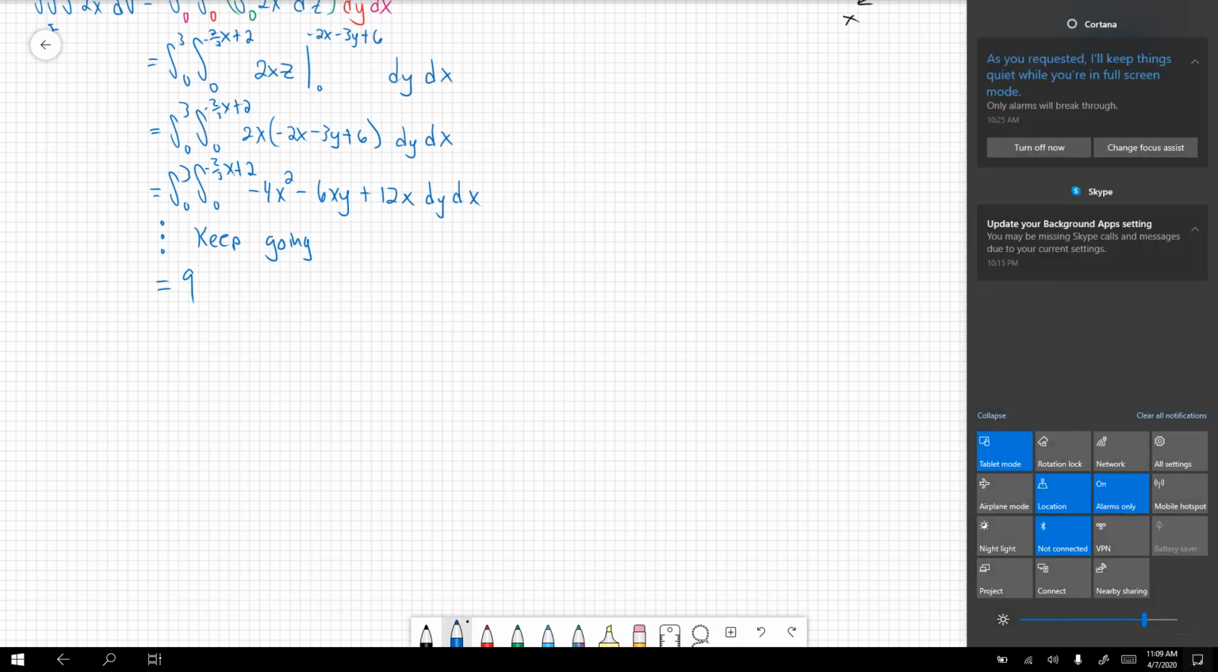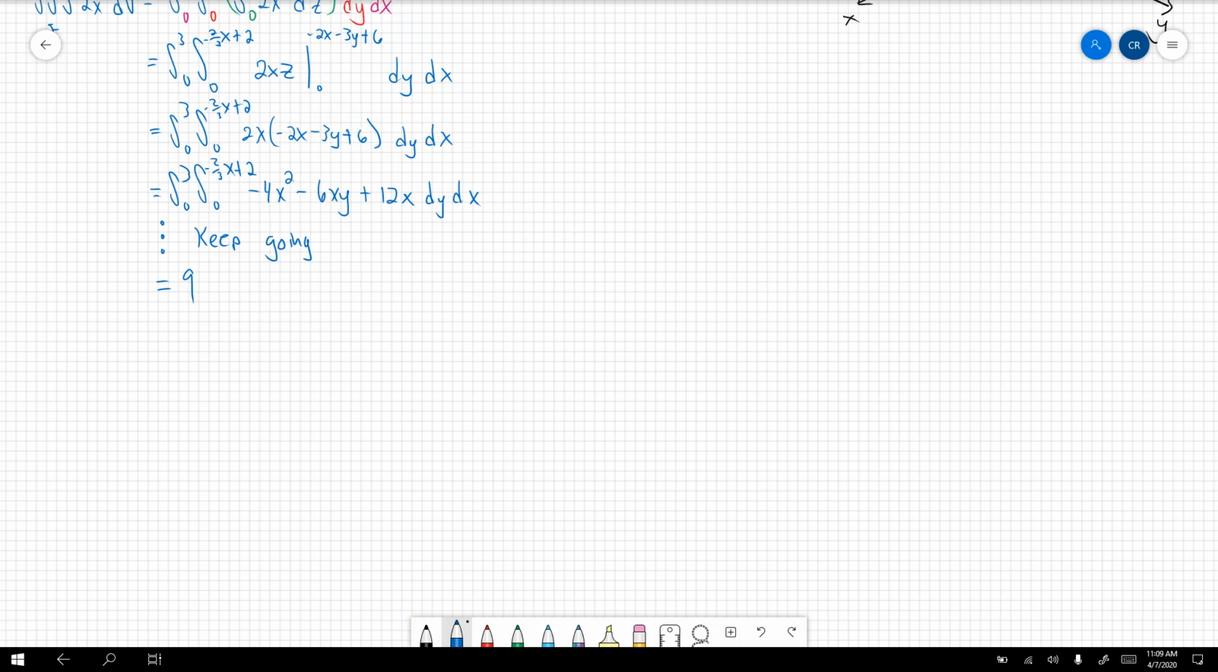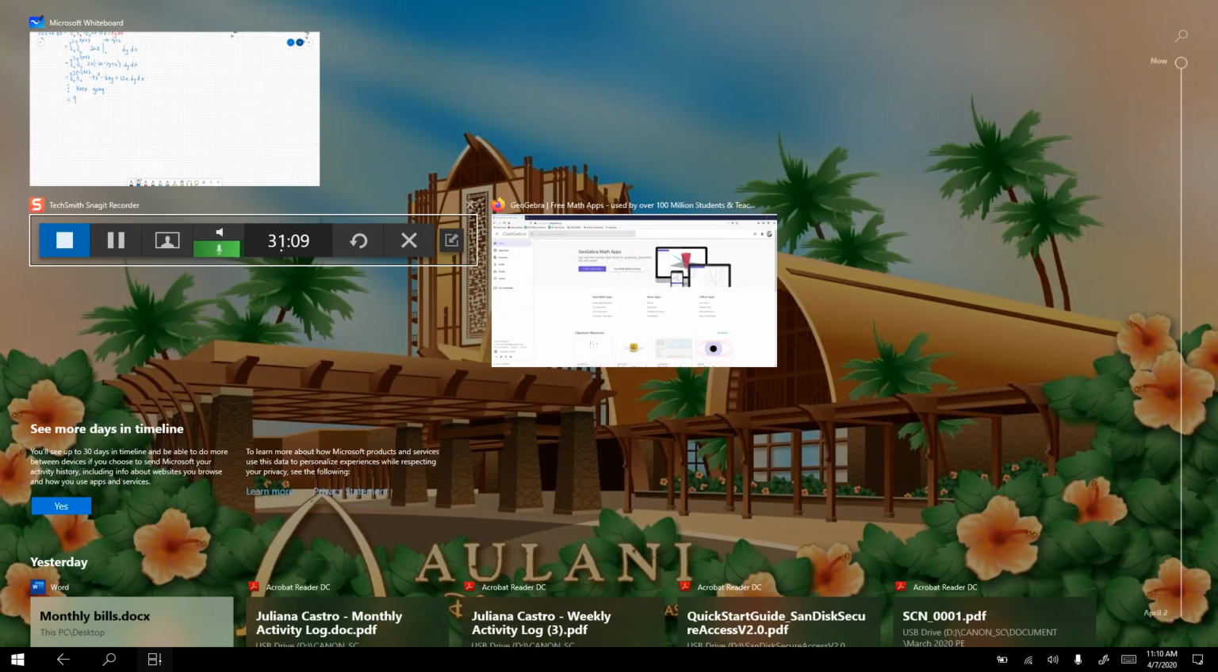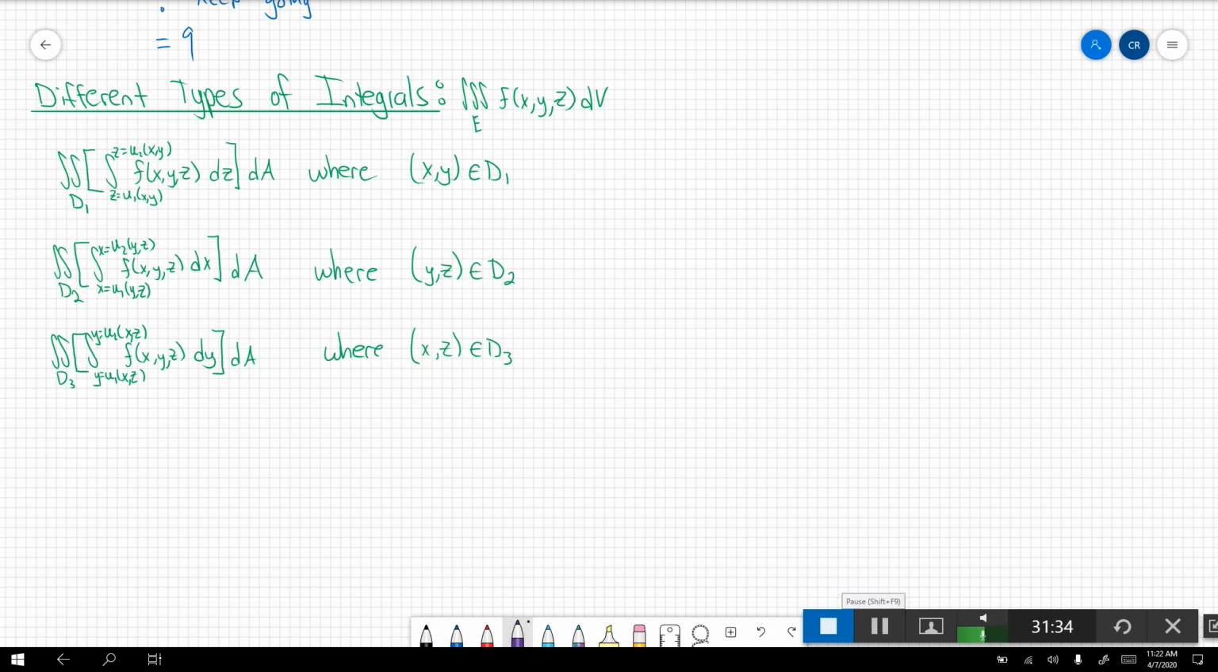All right, so let's go ahead and give that a shot. Give me one quick second. All right, so here on screen now you have the different types of integrals that we can work with when we're working with a triple integral over some bounded region E.